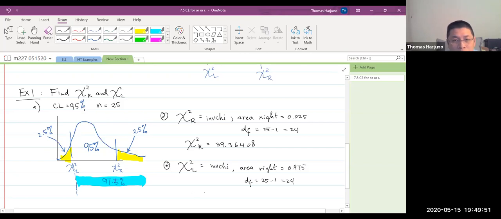So chi-squared left will be area to the right 0.975 and then degree of freedom 04. Your calculator will take some time for that to work. It may go even up to 30 seconds. So I get my chi-squared left will be 4.40115.